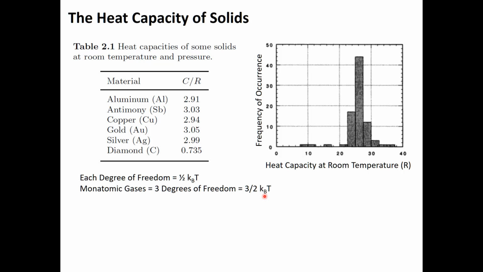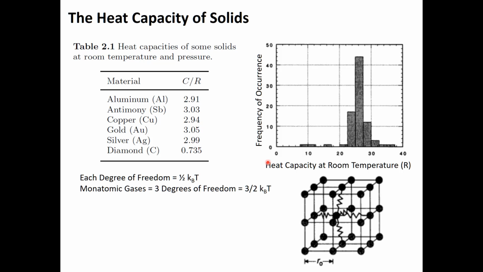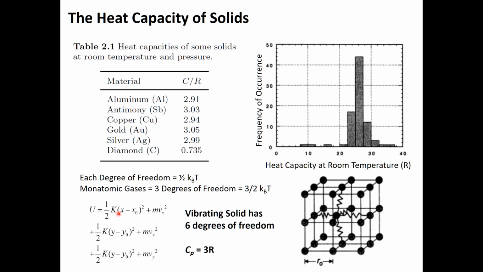What about a solid? How many should a solid have? Well, you can already figure it out since it's 3R, so it has 6 degrees of freedom. The 6 degrees of freedom in a solid come from position, which gives you 3 degrees of freedom, and then the momentum also gives you 3 more degrees of freedom. So you have 6 degrees of freedom for each atom on a lattice site, and so that gives you a total heat capacity of 3R.